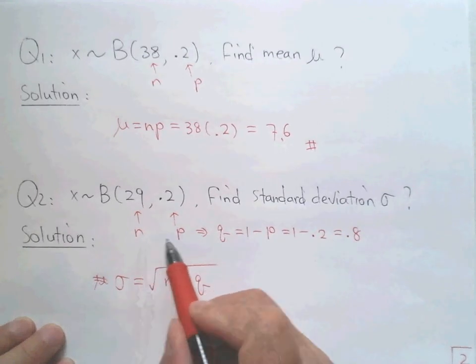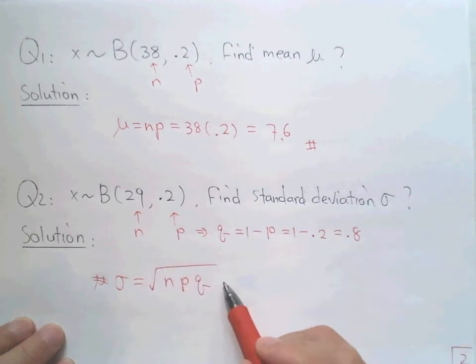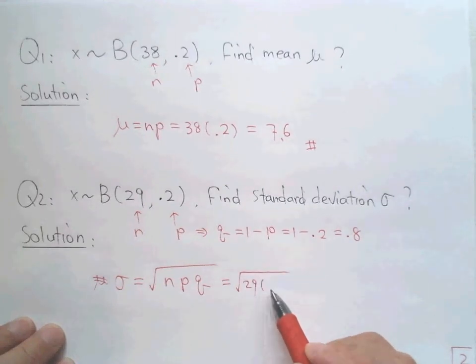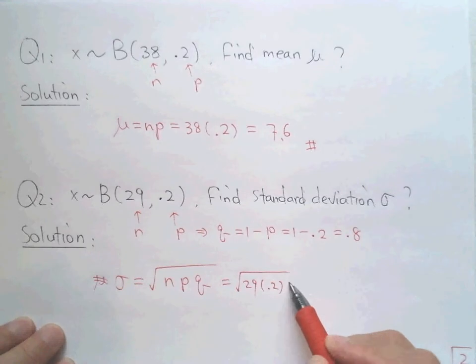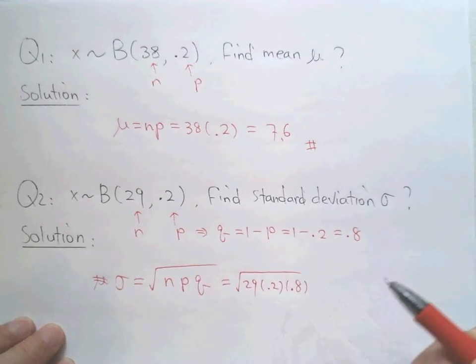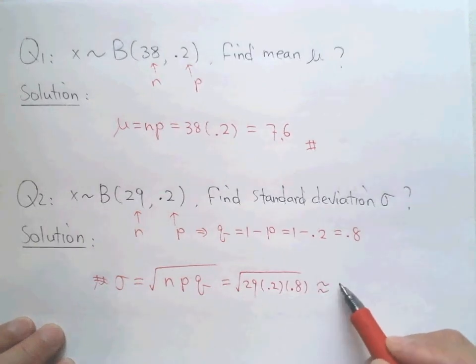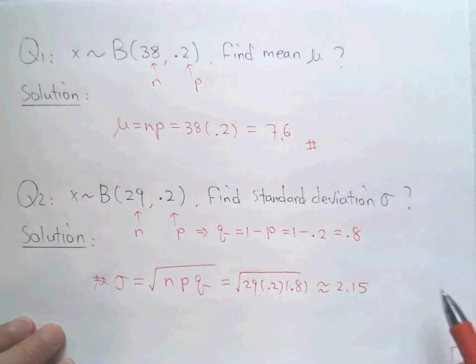Then plug everything in: this and this and this here. So it's a square root. n is 29, p is 0.2, q is 0.8. You use a calculator. I already got it: using a calculator and rounding, we get 2.15. This is the standard deviation.